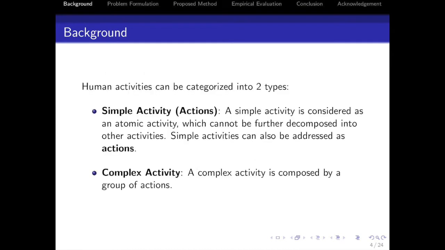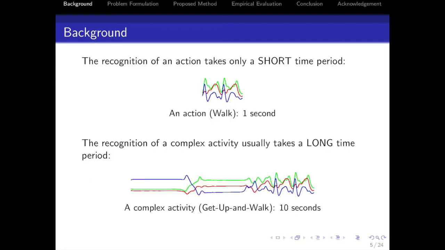Human activities can be categorized into two types, simple activity and complex activity. A simple activity is defined as an atomic activity, which cannot be further decomposed into other activities. Simple activities can also be addressed as actions. A complex activity is defined as an activity which is composed of a group of actions. Actions usually can be recognized in a short time period, as they have very simple patterns. For example, suppose walking is an action, it only needs 1 second to be recognized.